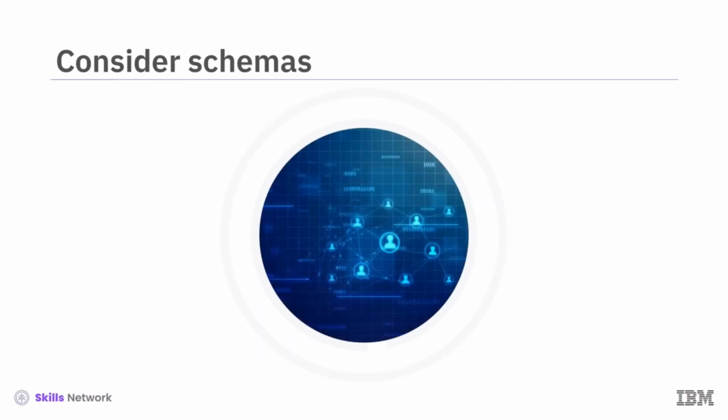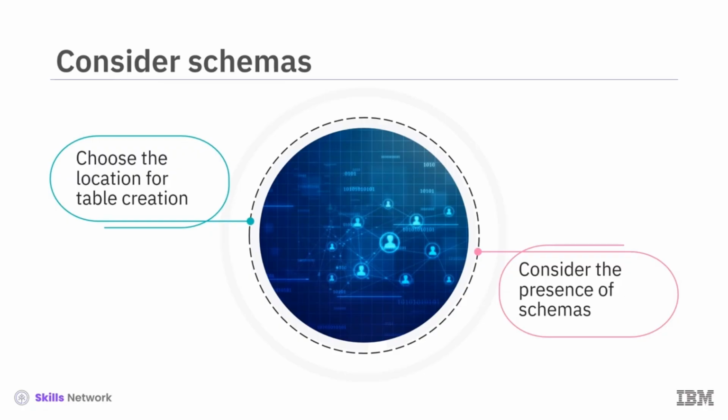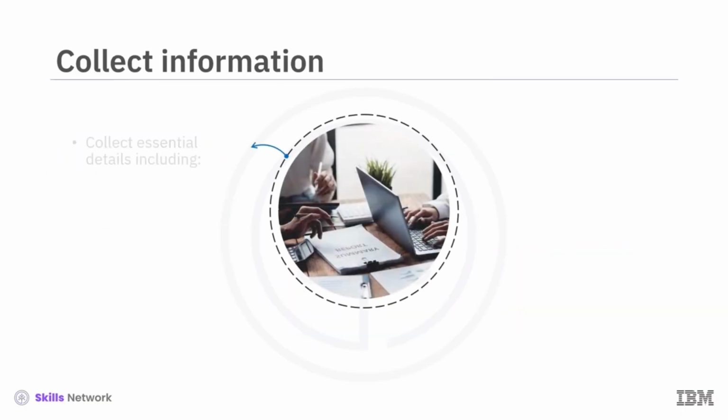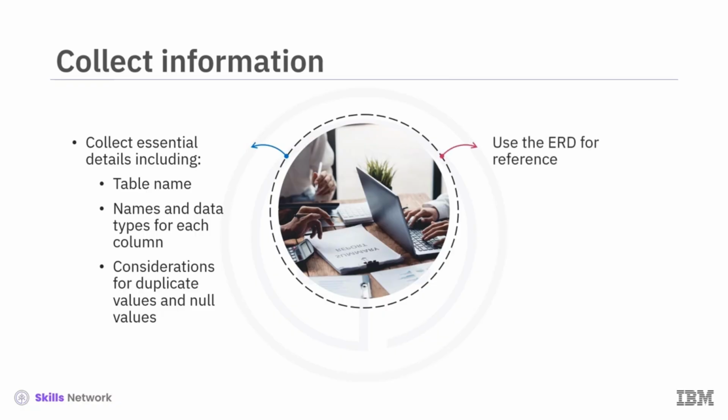Here are a few key considerations. Firstly, choose the location for table creation, considering the presence of schemas in many relational databases. Schemas offer a means to organize database objects logically. Next, collect all necessary details for table creation, including a name for the table and names and data types for each column. You should also consider whether a column can contain duplicate values or if a column will allow null values. Utilize the Entity Relationship Diagram, ERD, created during database design as a helpful reference.